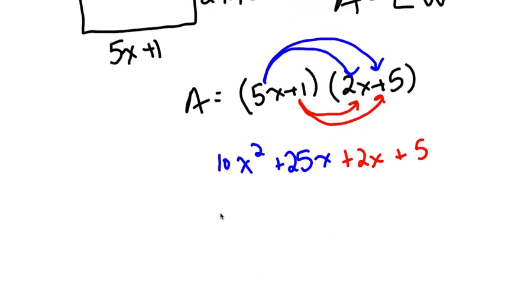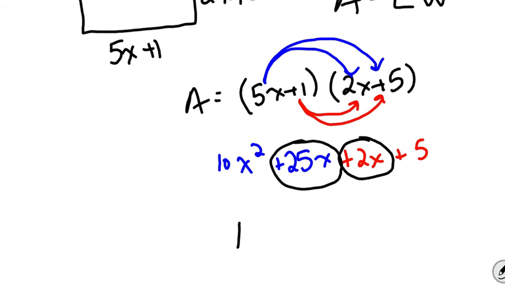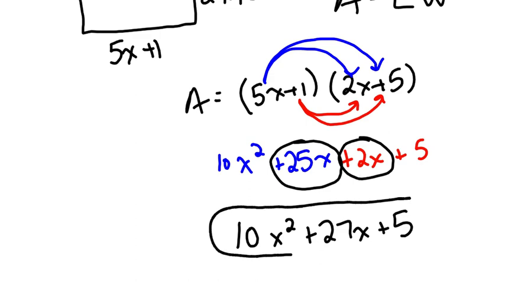Let me move this down a little bit here. All right, same thing as in the last problems here. We need to combine our middle terms, 25x plus 2x. So first of all, bring down the 10x squared. 25x plus 2x is 27x plus 5. Okay, so there are your two examples.